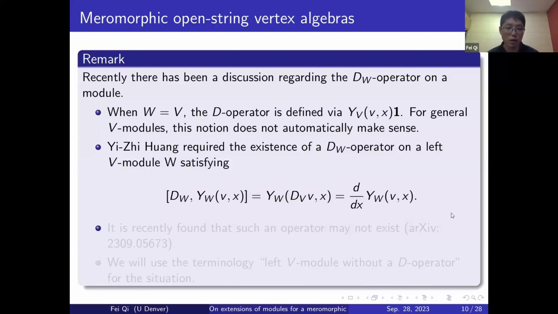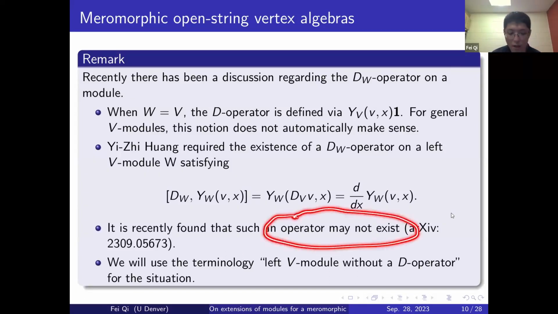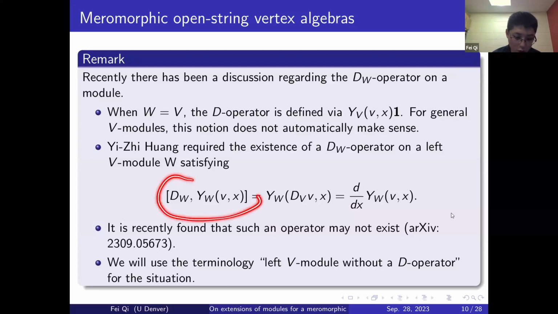Okay, so I also followed the same belief until August, when I was working out the fermionic construction of modules, and I recently found that such an operator may not exist. There is actually a proof, on the special example of a meromorphic open string vertex algebra and a Z2 twisted module. So I proved that it is impossible to find such an operator satisfying this property over here. So this is actually why the capital D operator is becoming a problem.